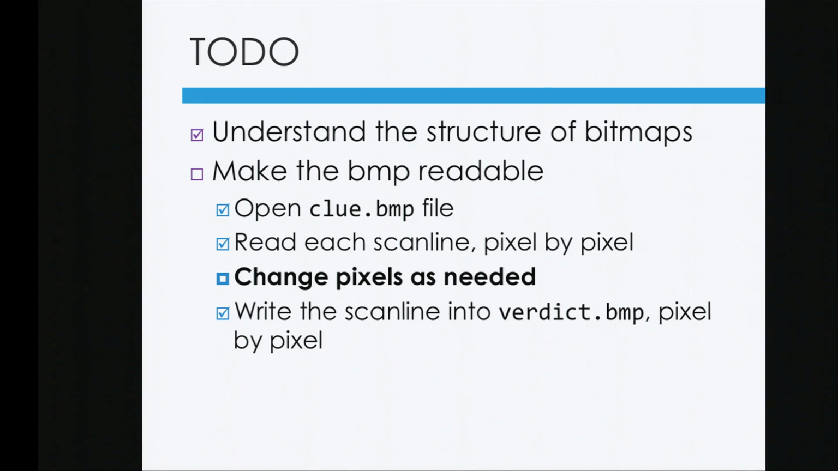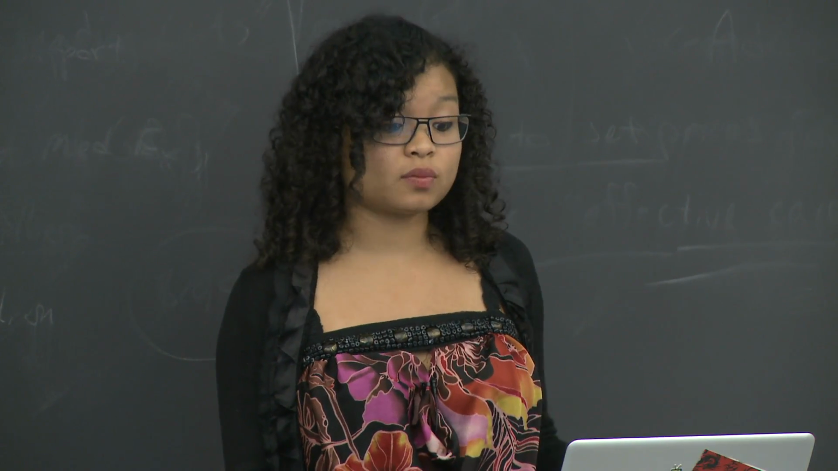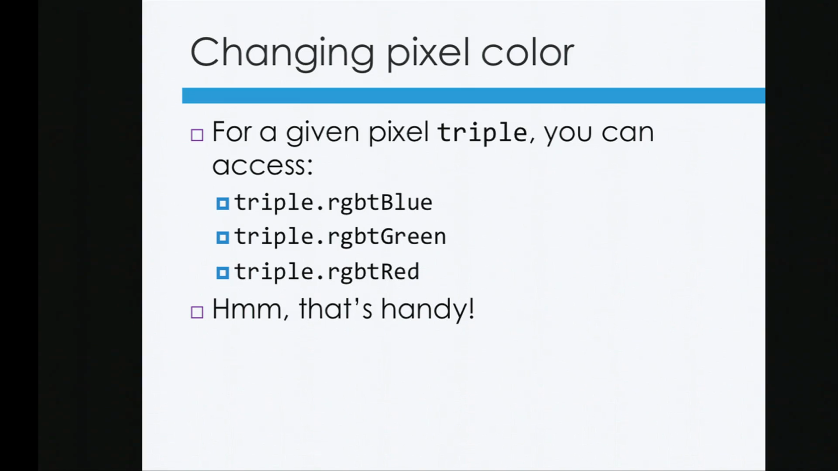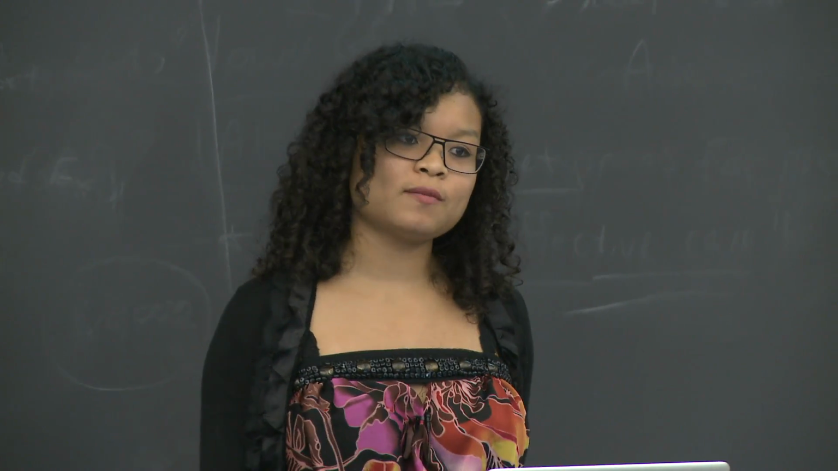So these are our to-dos for whodunit, but what copy.c does is actually take care of most of them for us. So all we need to do next is change the pixels as needed to actually make the file readable. Remember that for a given pixel triple, a variable of type RGB triple, you can access the blue, green, and red values. That's going to come in handy because if you can access them, then you can also check them, and that means you can also change them.